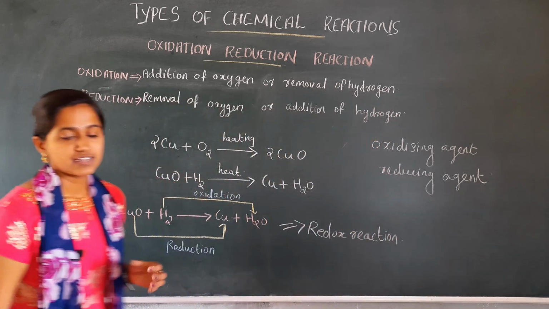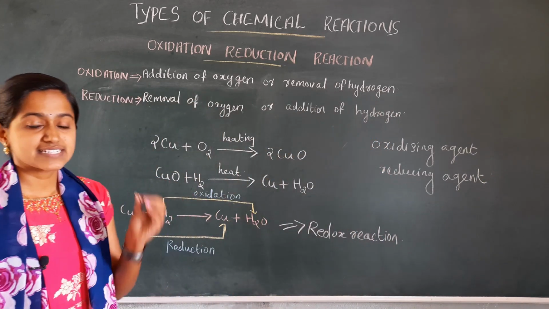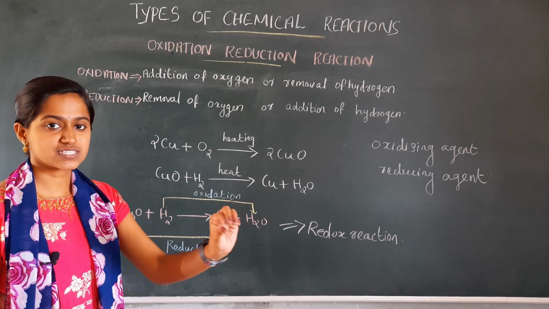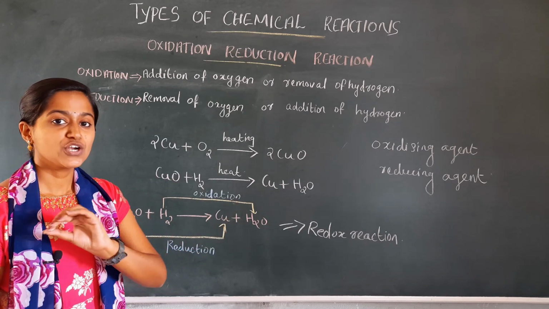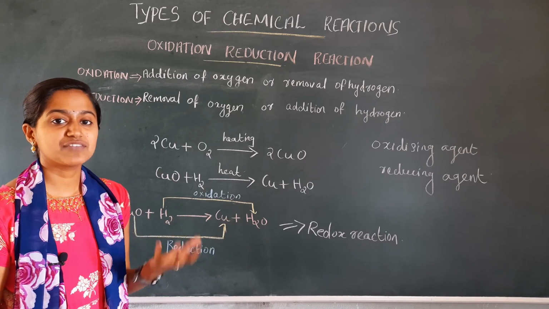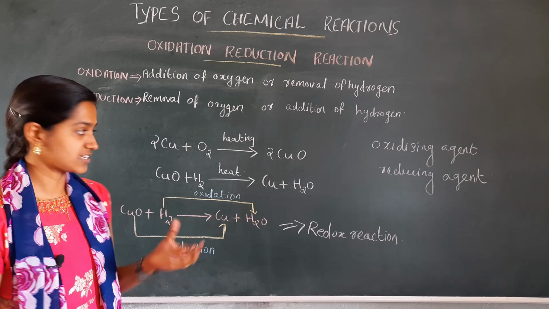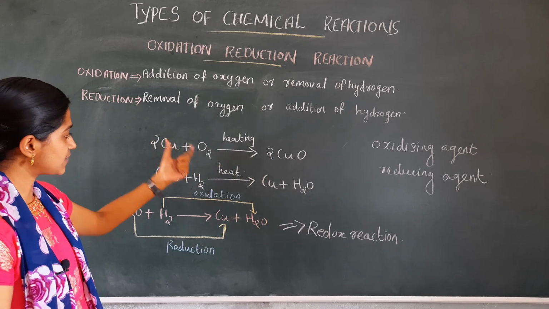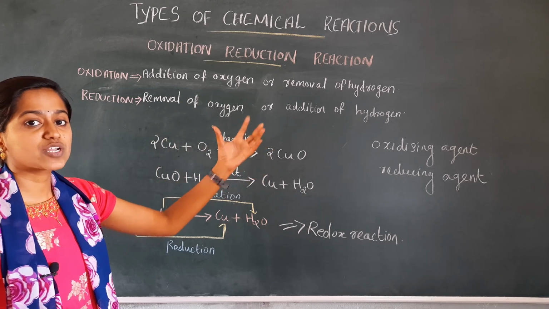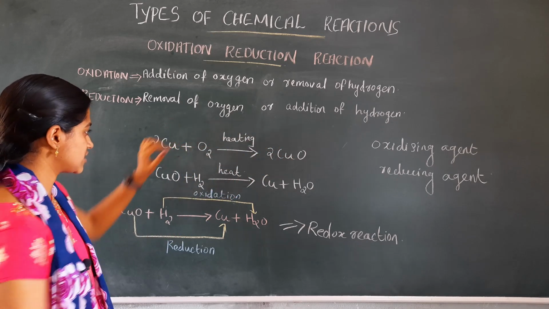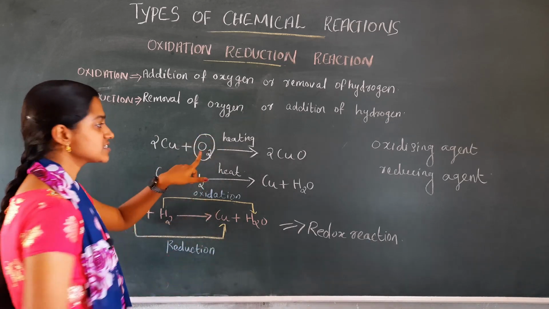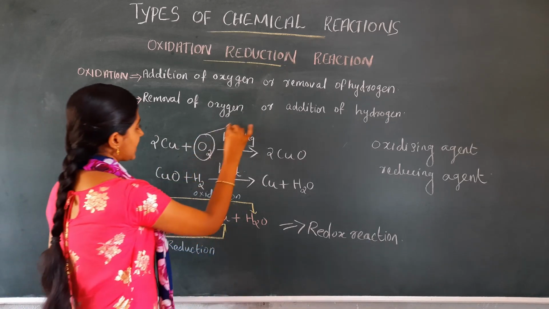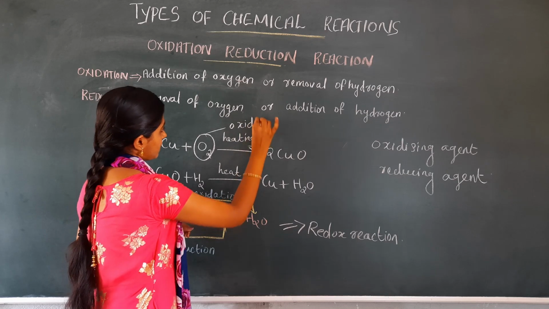Okay, then what is an oxidizing agent? The substance that either gives oxygen or removes hydrogen during an oxidation reaction is called an oxidizing agent. So the first equation is an example of an oxidation reaction. The substance which gives oxygen or removes hydrogen in this equation is oxygen here. So this is the oxidizing agent in this equation.